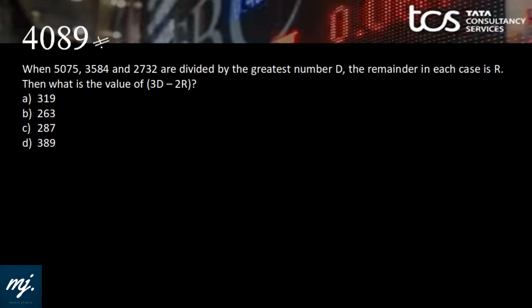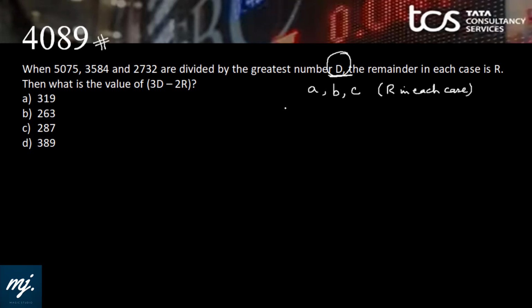Now again a question. Before starting this question, let me introduce a very simple concept once again. Suppose we have three numbers A, B, C, which when divided by a number D leave remainder R in each case, then how do we find this value of D?